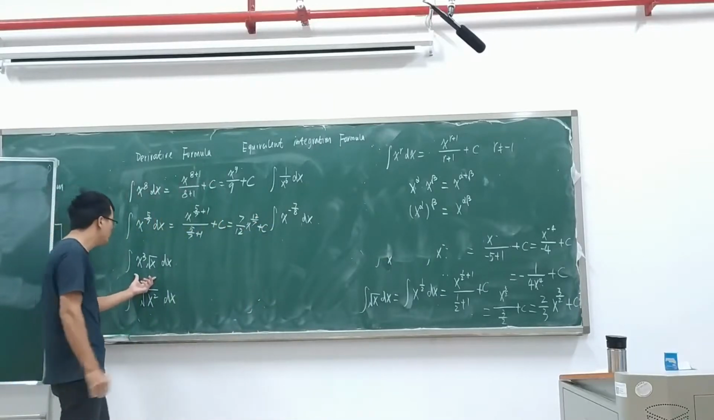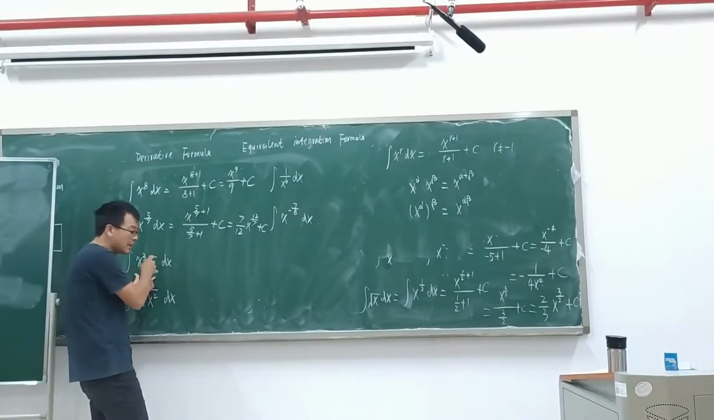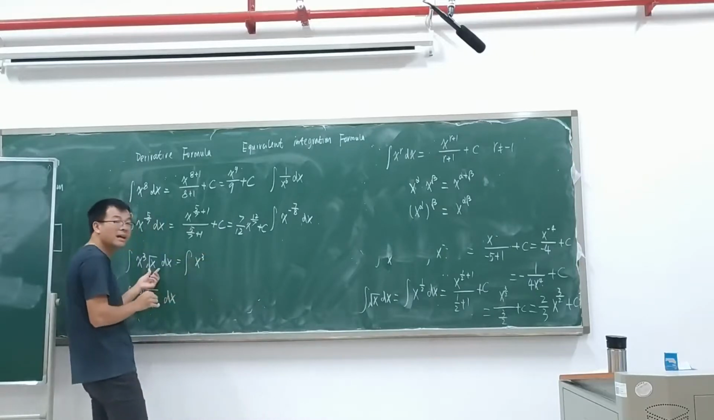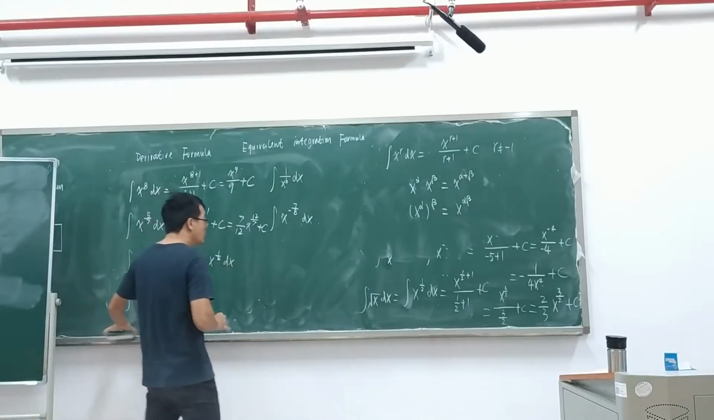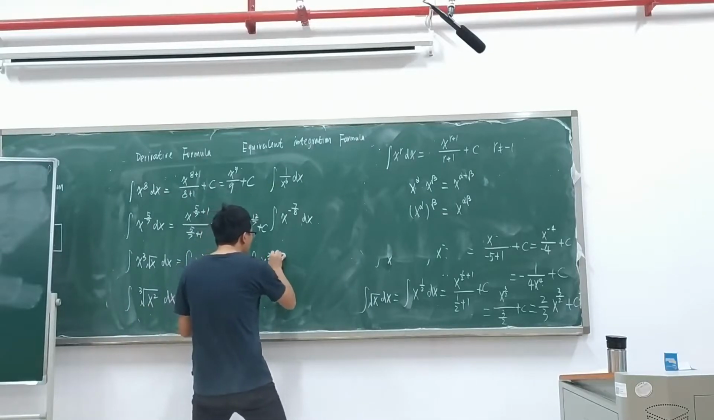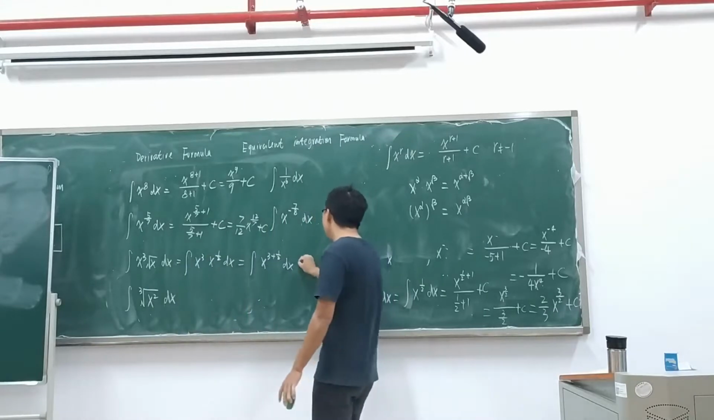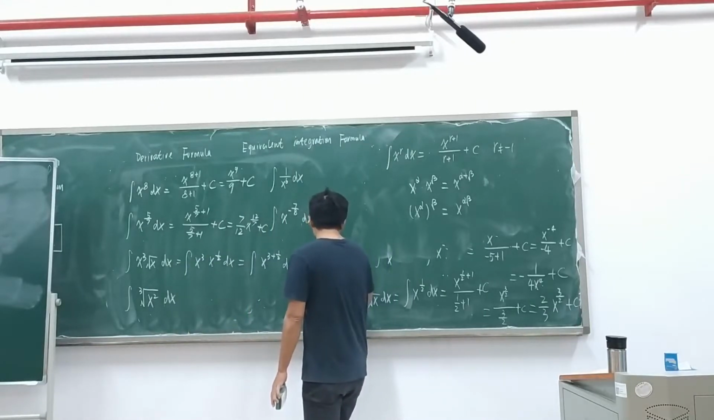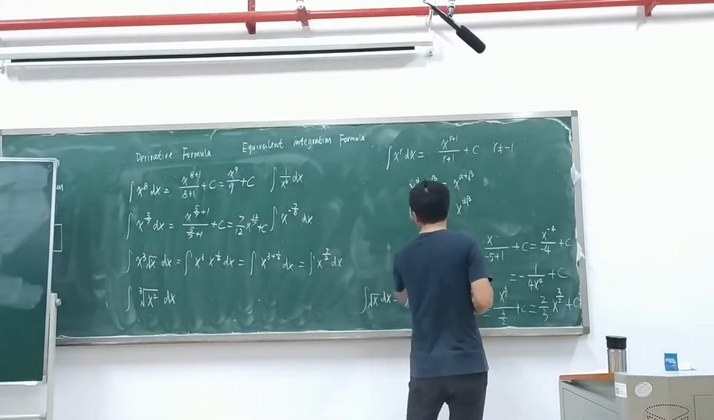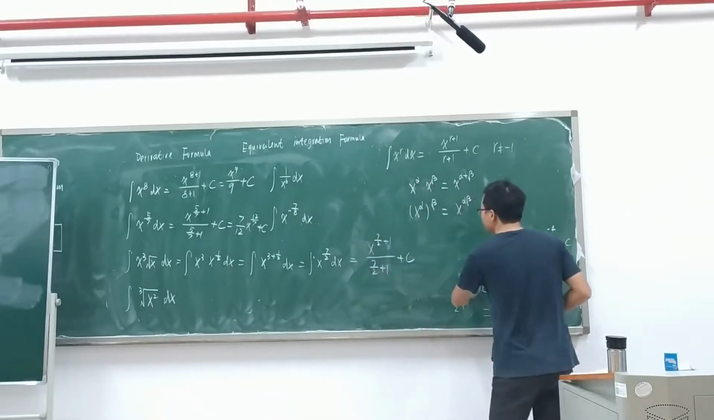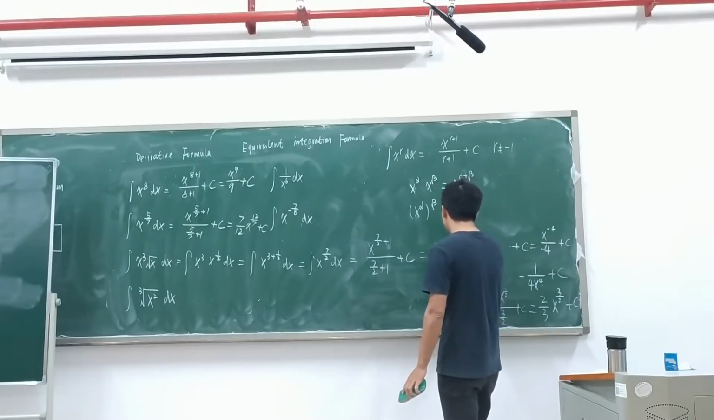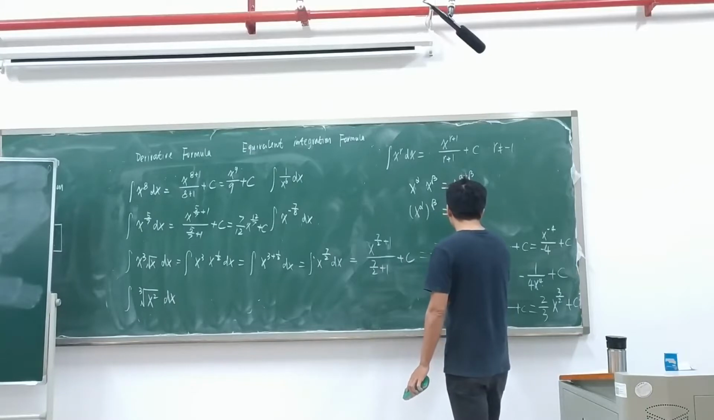For this one, it is x cubed times the square root x. The square root x is x to the power 1/2. So the integral equals x to the 3 plus 1/2 dx, which is x to the 7 by 2 dx. So it equals x to the 7 by 2 plus 1 over 7 by 2 plus 1 plus c. So the result should be 2 by 9 x to the 9 by 2 plus c.